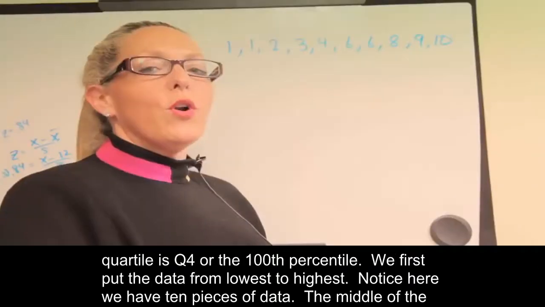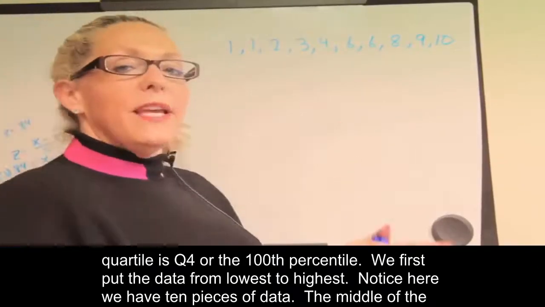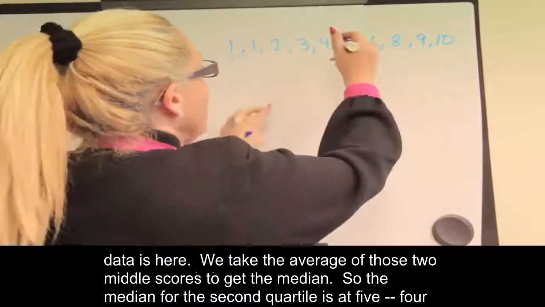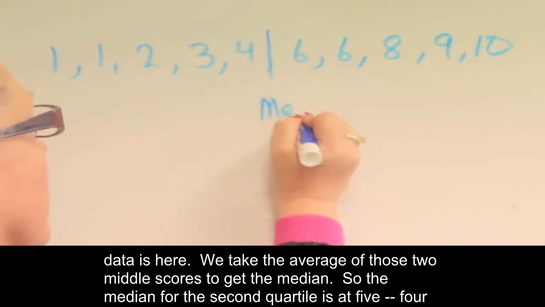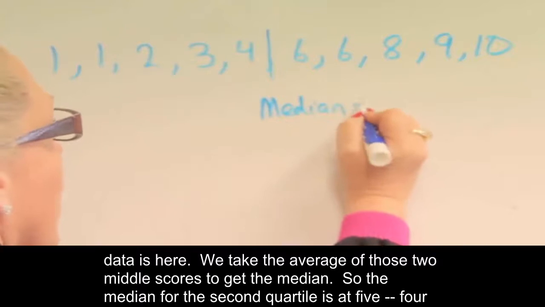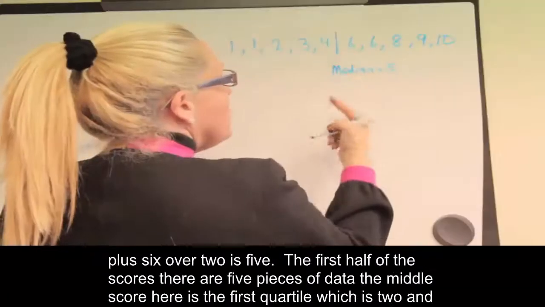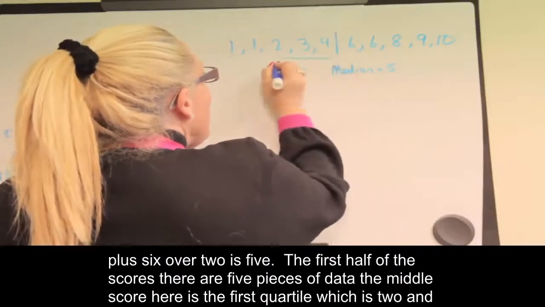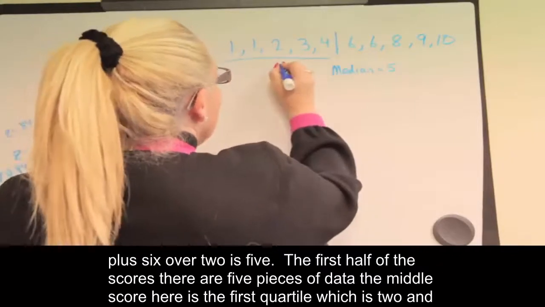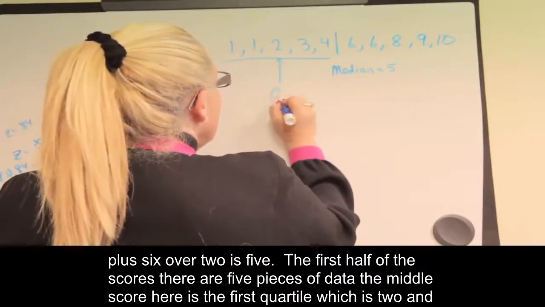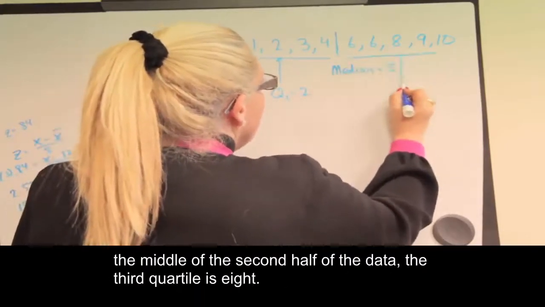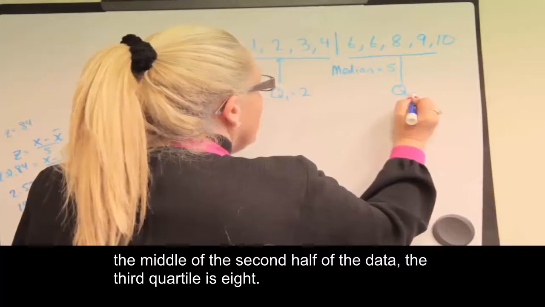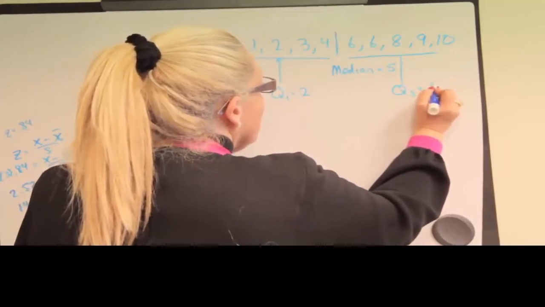We first put the data in order from lowest to highest. Notice here we have 10 pieces of data. The middle of the data is here. We take the average of those two middle scores to get the median. So the median, or the second quartile, is 5. 4 plus 6 over 2 is 5. The first half of the scores, there are 5 pieces of data. The middle score here is the first quartile, which is 2. And the middle of the second half of the data, the third quartile, is 8.